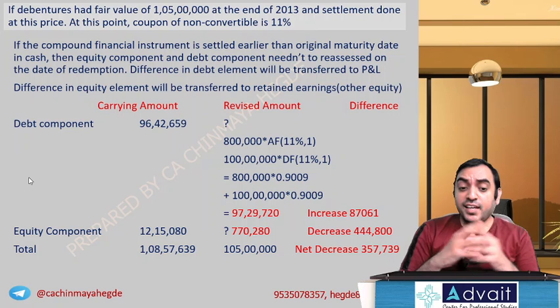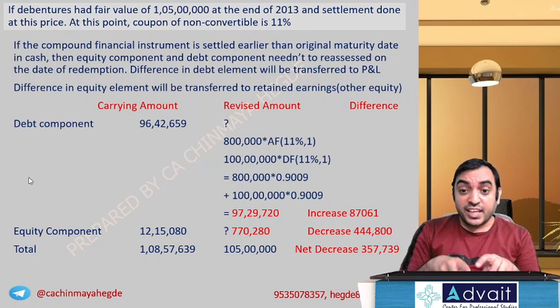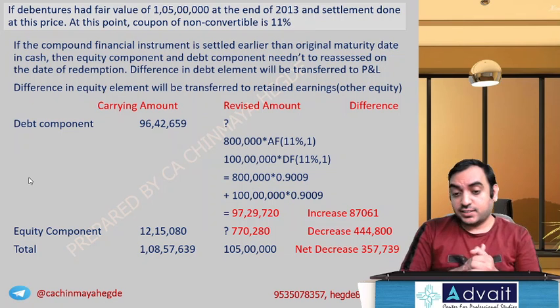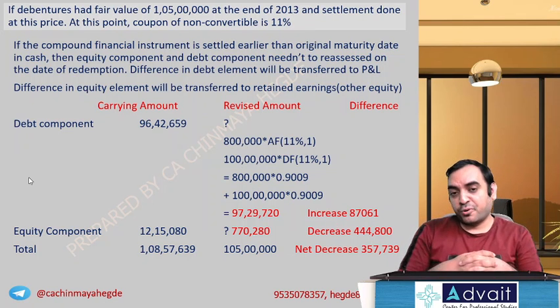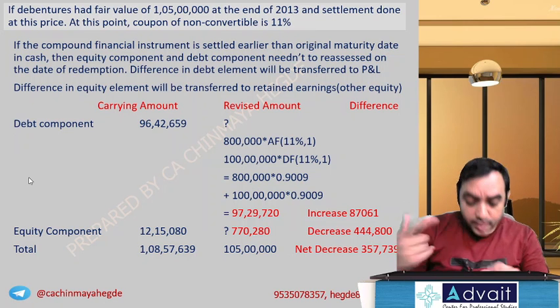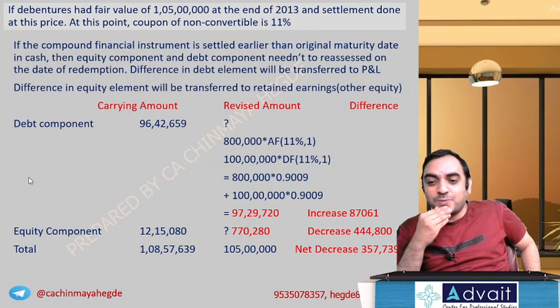Are you understanding? Difference in the debt component we transfer to P&L. Difference in the equity we transfer to retained earnings. P&L is a loss, increase in liability is a loss, but decrease in equity is going to be a profit. And net amount we will transfer. Let's quickly pass journal entry for this one. So this portion will get completed.